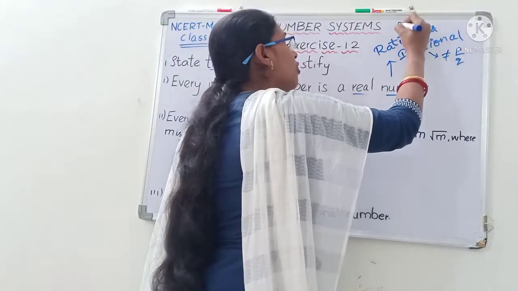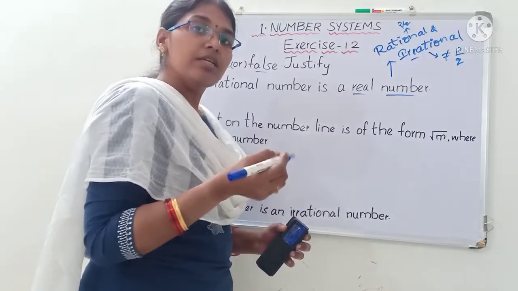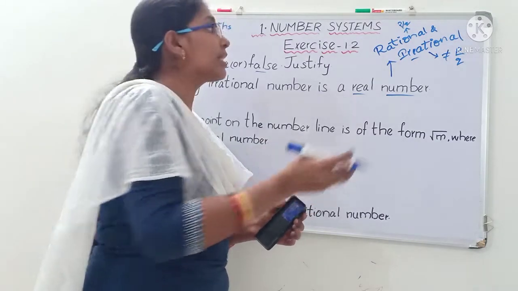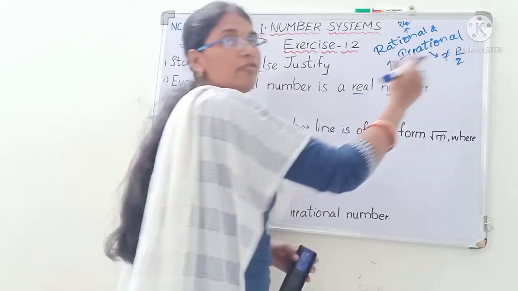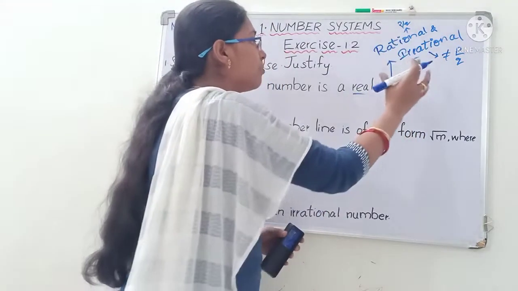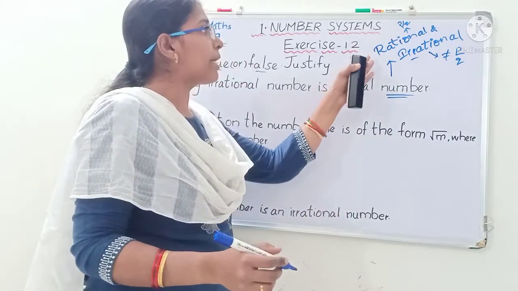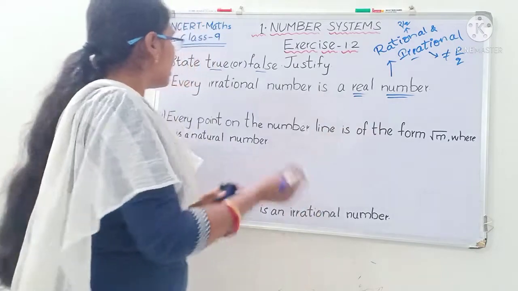And irrational numbers are those numbers which are not in the form of p by q. Natural number 2 can also be written as 2 by 1. 0 can be written as 0 by 1. So all natural numbers, whole numbers, integers come under rational numbers, and irrational numbers are the numbers which are not in the form of p by q. So all these numbers together are called real numbers. All the numbers on the number line, rational and irrational, you can call real numbers.